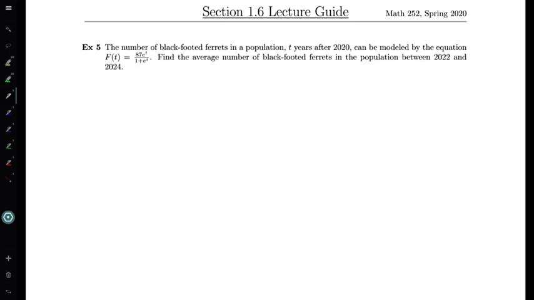So if we want to find an average, we know that we have a formula which is going to describe how to find that average. The formula says integrate the function that you want to compute the average of. So in this case, we have f(av) equals the integral of 87 e to the t over 1 plus e to the t dt. This had better be a definite integral in order to get a number out. If we're integrating, we want to think about what the t values of these years correspond to. 2022 is 2 years after 2020, so that's going to correspond to t equals 2.